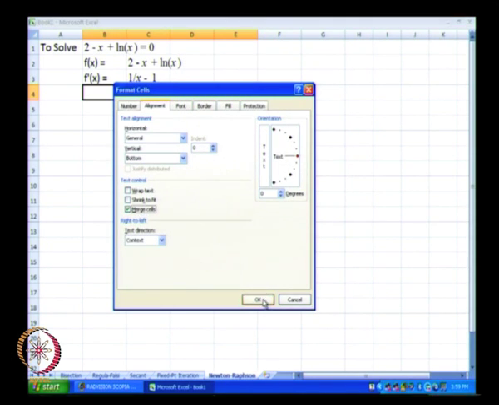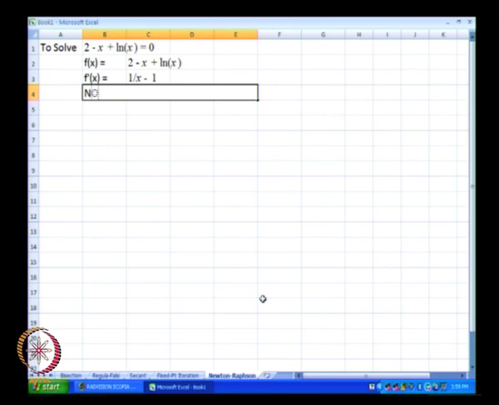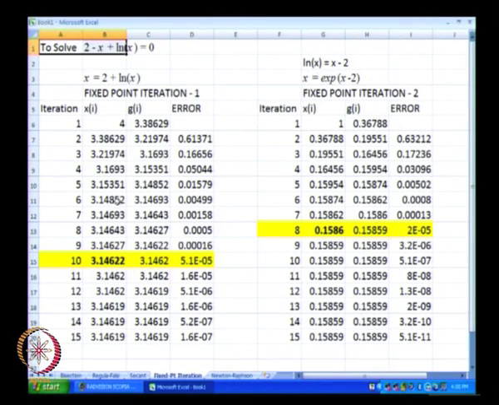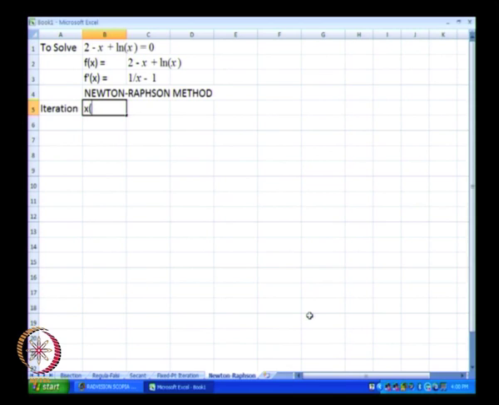And I will just write down Newton-Raphson. For iteration we have as before, xi, f of i and f dash of i. We will have x of i, f of i and f dash of i.